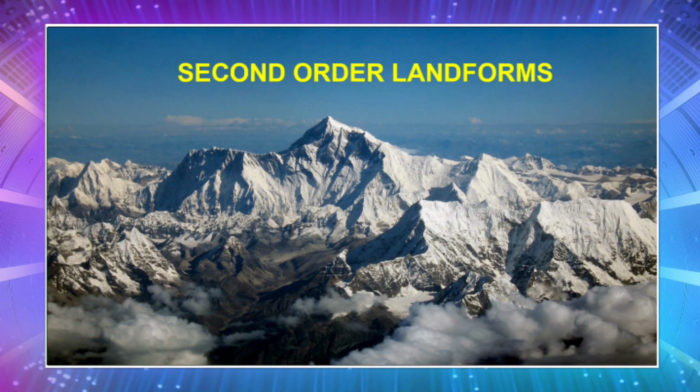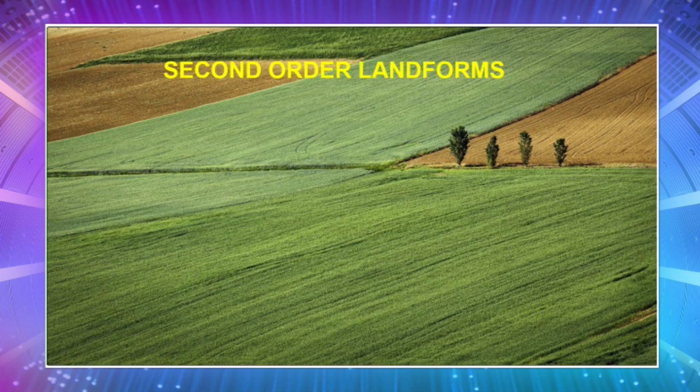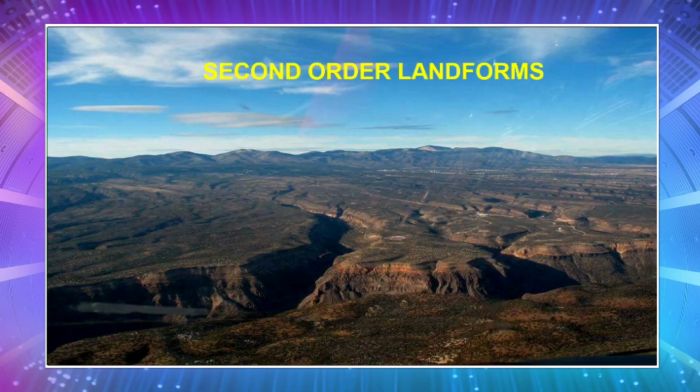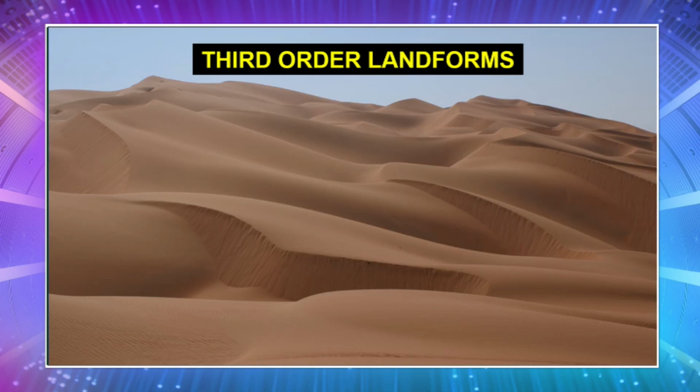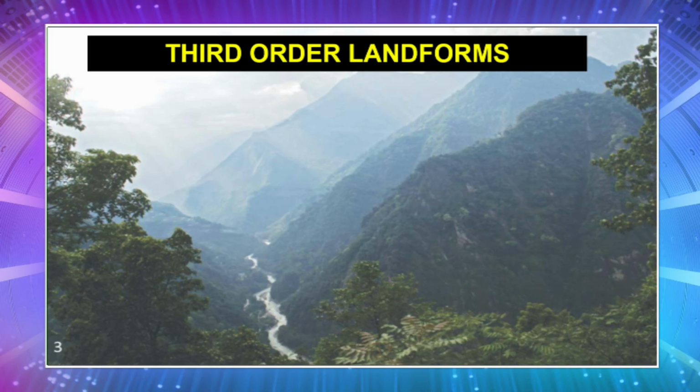Children, in this image you can see the second order landforms, that is mountains. These are again the second order landforms, that is plains filled with green. Children, these are the plateaus, which are again the second order landforms. Children, what do you observe in this image? This is the image of third order landform delta. Sand dunes are also third order landforms. Valleys also come in the category of third order landforms.